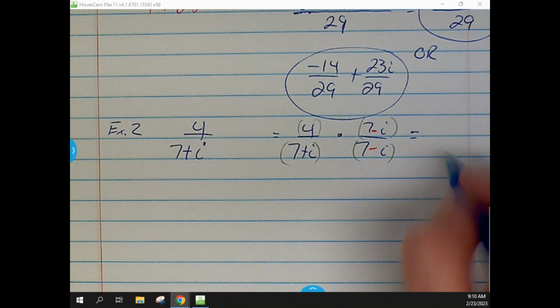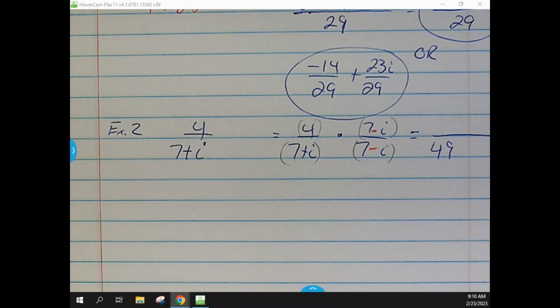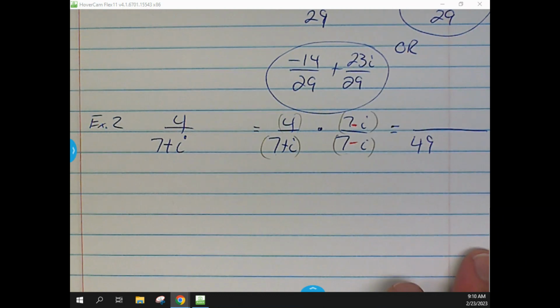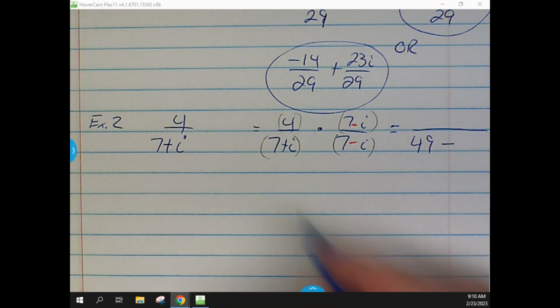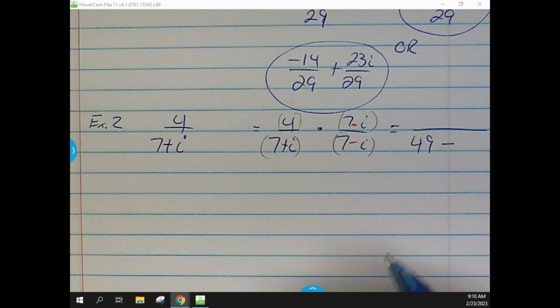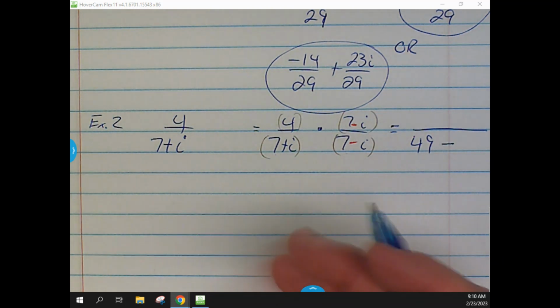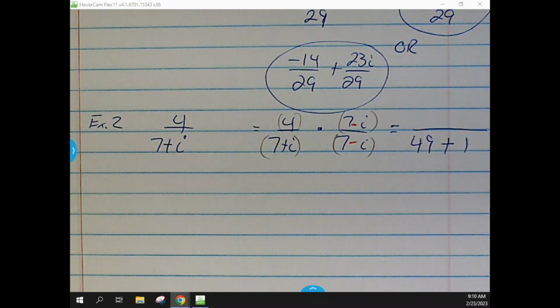All right, on the bottom, we're going to do 7 times 7 for 49. All right, again, the shortcut is this is 1i times 1i. If you do 1 times 1, it's still 1. If you do the i times i, that's going to be i squared, which is a -1, so you get a negative times negative. So the shortcut is, again, that's going to wind up making that a +1.